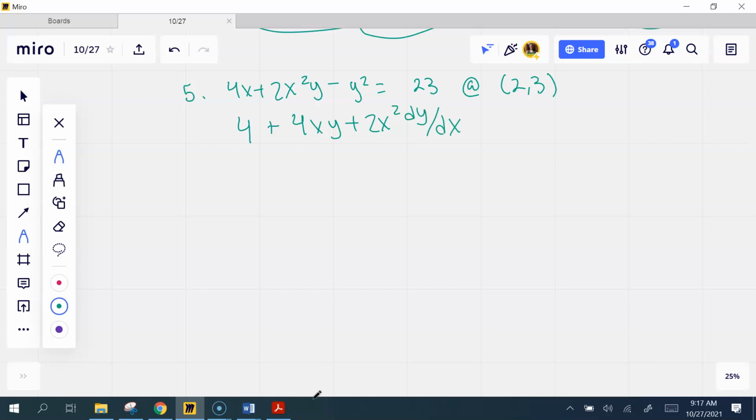Do you have to change it? Find the derivative. 4 plus 4xy plus 2x squared dy dx minus 2y dy dx, equals 0.